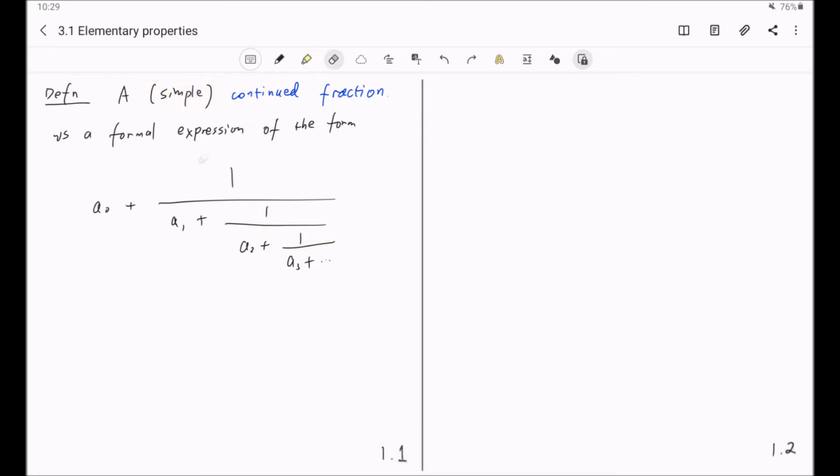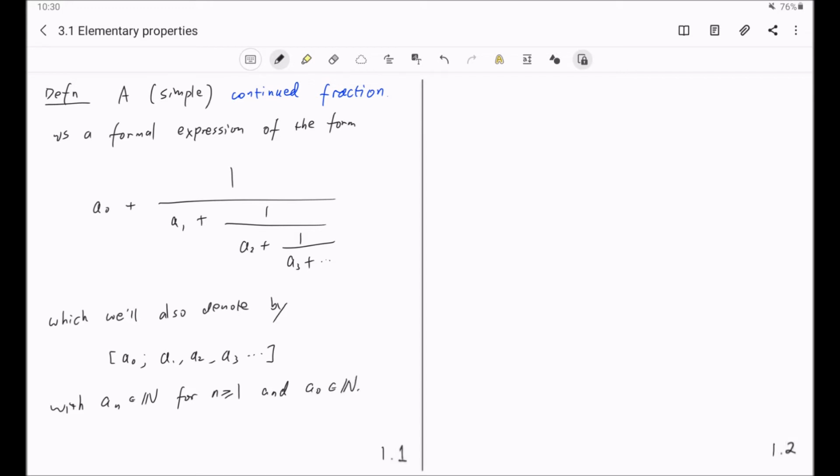And we will also denote this form by using the sequence of numbers a0, a1, a2, a3, ... with a sub n a positive integer for n greater or equal to 1, and a0 is a natural number that includes 0.